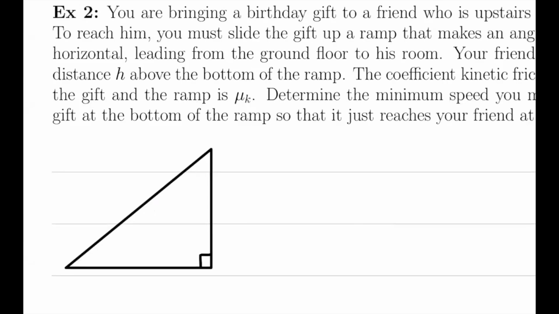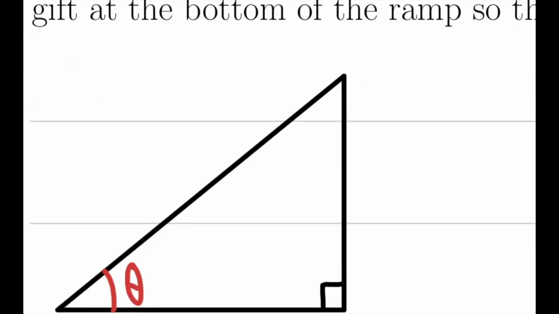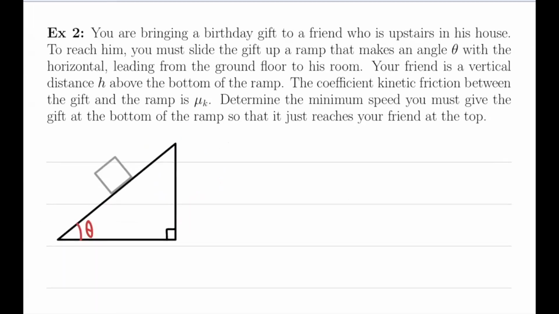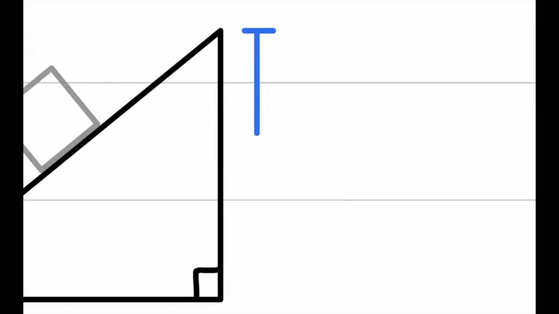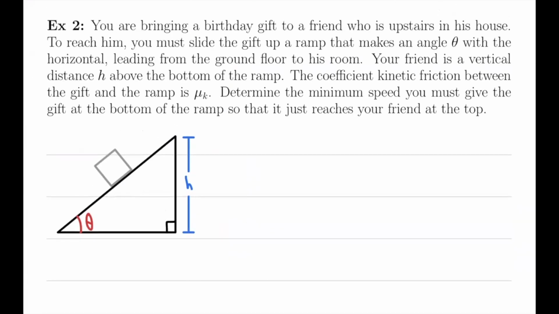Okay, so this is the ramp and it makes an angle theta with the horizontal. And here is the gift. I'll just draw a box. What else do we know? We know that your friend is a vertical distance h above the bottom of the ramp. So I'm going to just label this as h. That's pretty much all we know. We also know mu k.